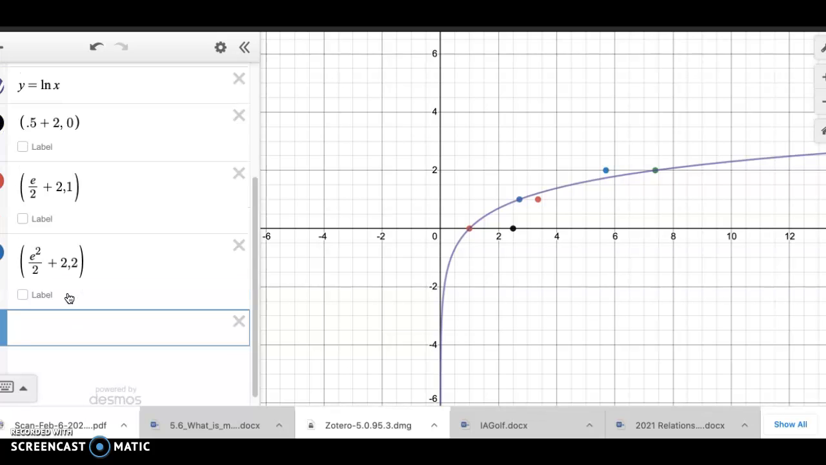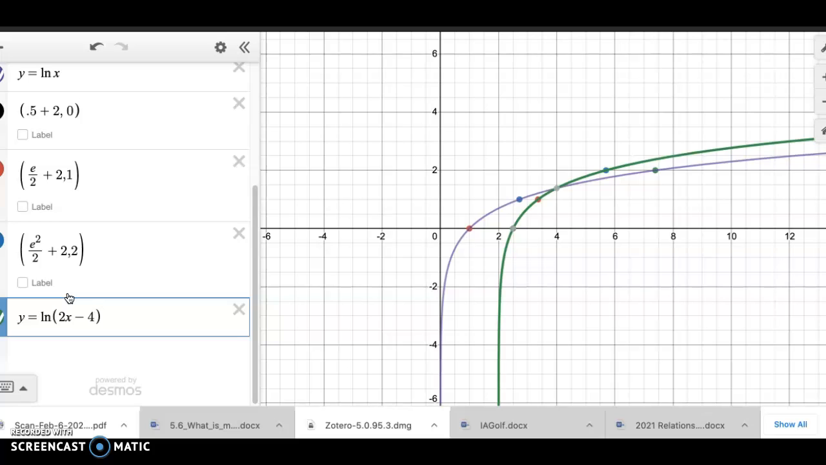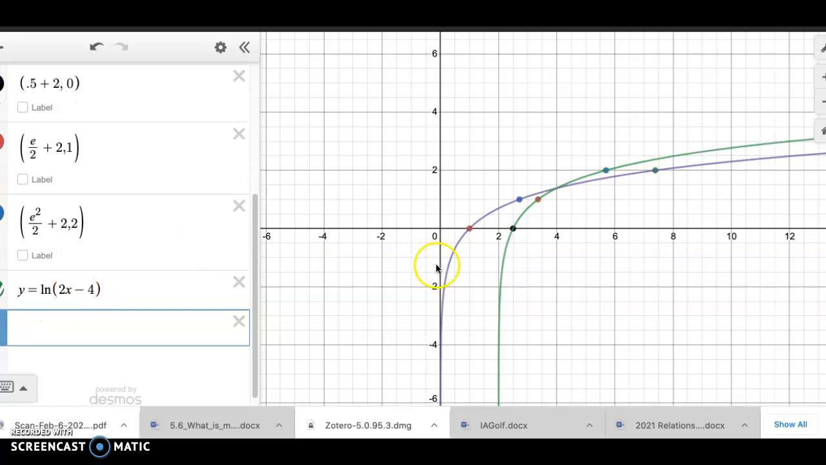And then you can see this is going to be y equals ln(2x minus 4). And look at that, it fits perfectly. Boom, boom, boom. There you have it. It's done.